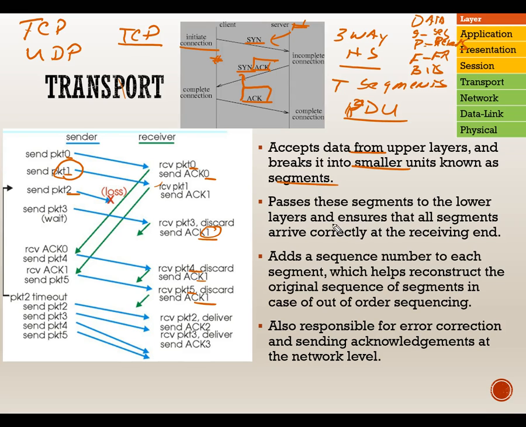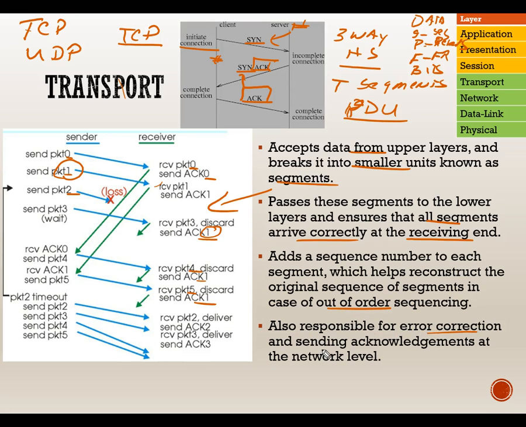It passes these segments to the lower layers and ensures that all segments arrive correctly at the receiving end, and that's what this numbering system is about over here. It adds a sequence number to each segment, which helps reconstruct the original sequence if they are received out of order back at the network layer. We might have multiple paths, and if we get congestion, one packet may go one direction, another the other direction. The transport layer numbers those things so that when they get back there, much like the letters to my wife, they can be put back in order so that they make sense.